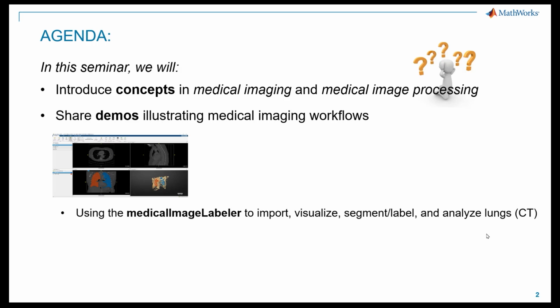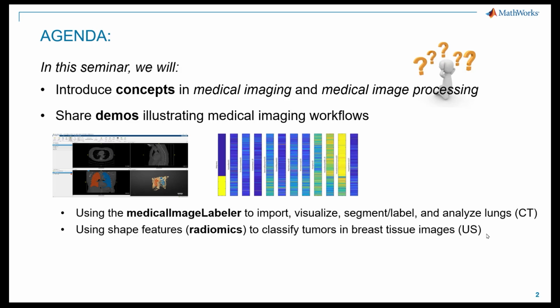So we're going to look at a volume, we're going to analyze it, and then we're going to calculate the lung volume. In the second demo, we're going to use shape features and a radiomics workflow to classify tumors as either malignant or benign in a series of ultrasound breast tissue images.